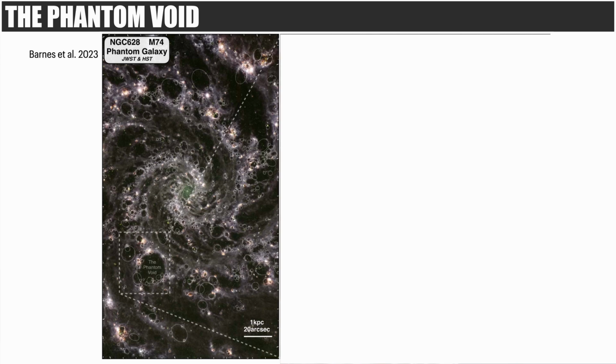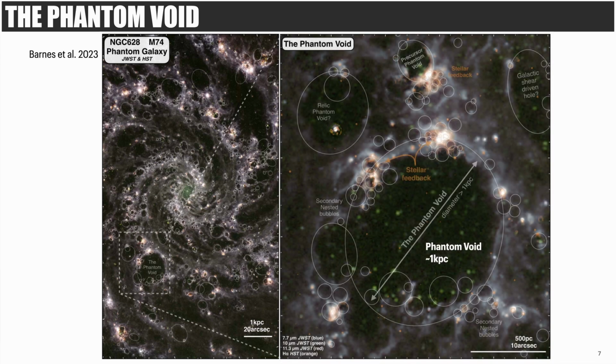So this is a bubble which is found again in the galaxy NGC 628, or the Phantom galaxy, which really stood out here in the JWST observations. This bubble is around a kiloparsec in size and extremely round in its morphology, which is really quite rare across these galaxies. We typically see the bubbles appear to be elongated and elliptical, but in this case, this is a very round bubble, which really makes it stand out.